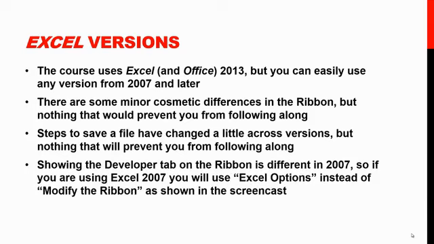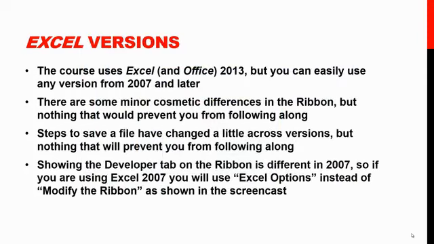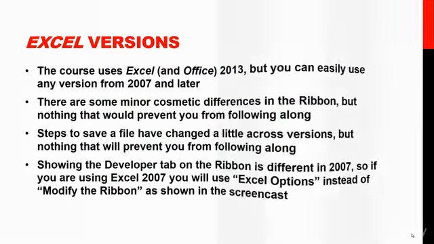The Developer tab, likewise, which we're going to do right off the bat in the very next lesson, the screencast will cover how to display the Developer tab in 2010 and later. But in 2007, it's a little bit different. So rather than following the screencast on that, what you'll do is go to the Excel options, which is under that round Office button. And under that first category there called Popular, there is an option Show Developer tab in the ribbon. You'll just check that box and you'll be good to go. Everything else you can follow pretty much step for step as we move along.